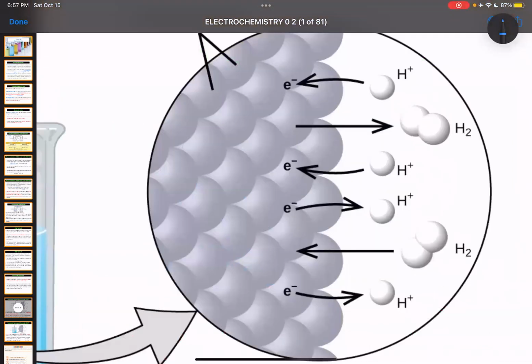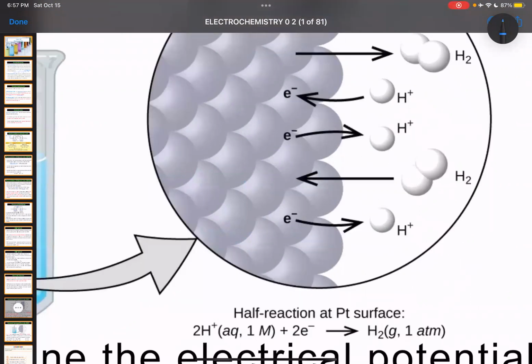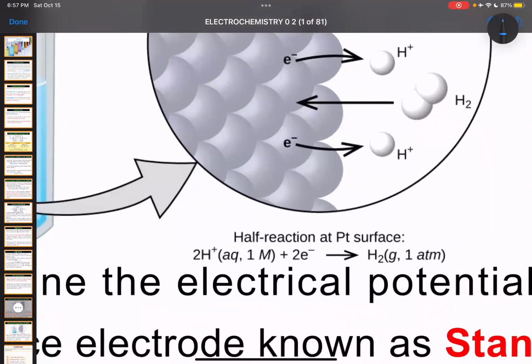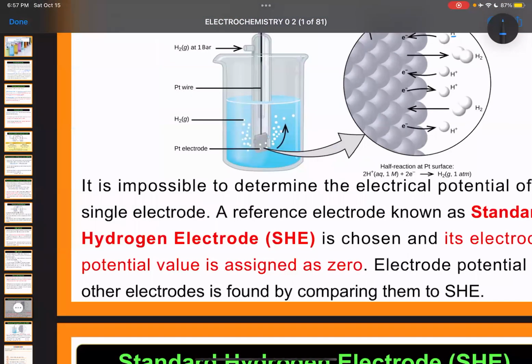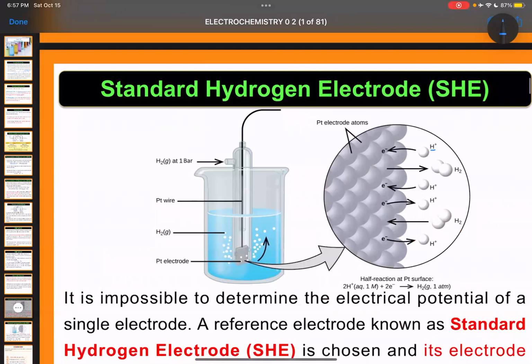The H plus from the HCl can accept an electron and change to hydrogen gas, and vice versa. Hydrogen gas can come in and lose an electron and change to H plus, right? So this is only in the standard condition, and its electrode potential is assumed to be 0. Actually, you don't know what the electrode potential is, because you can't measure the absolute value.